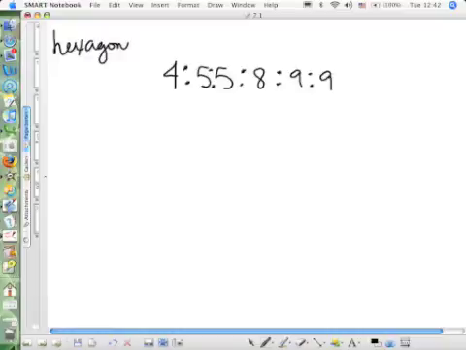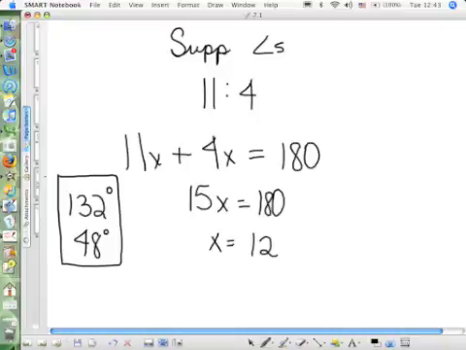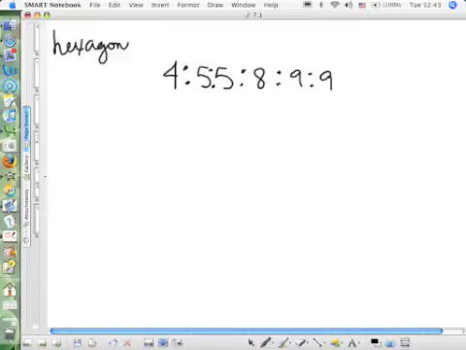Suppose I said the angles of a hexagon are in the ratio of 4 to 5 to 5 to 8 to 9 to 9. Find out all 6 angle measures. All right, well, here we said we had 2 angles adding up to 180, right? Well, now we have 6 angles adding up to the interior angle measure of a hexagon. How do you find the interior measure of a hexagon? You subtract n minus 2 times 180. 360 is the exterior measure.